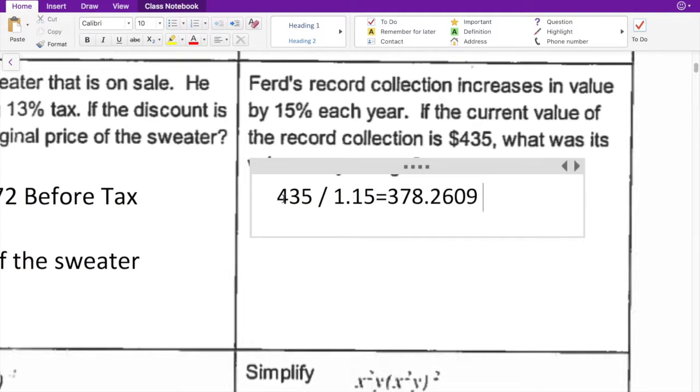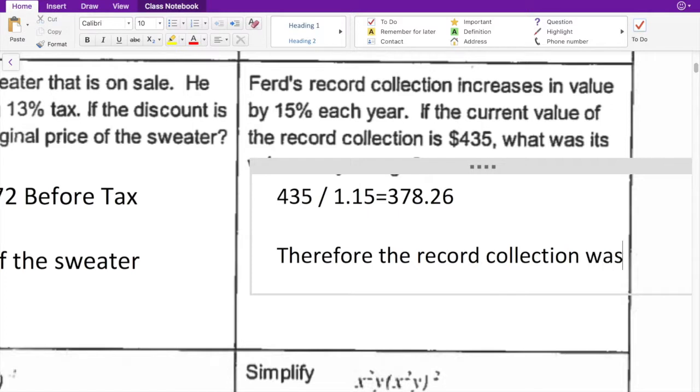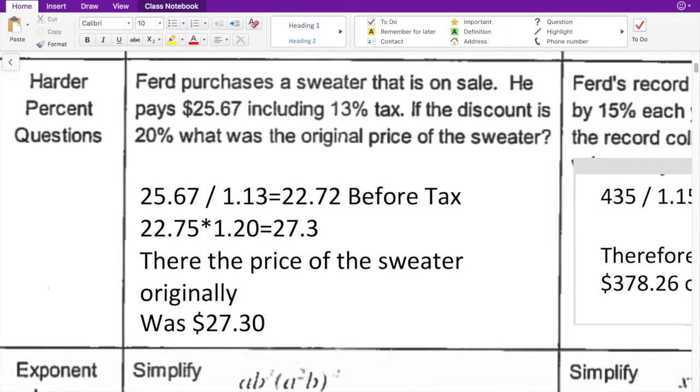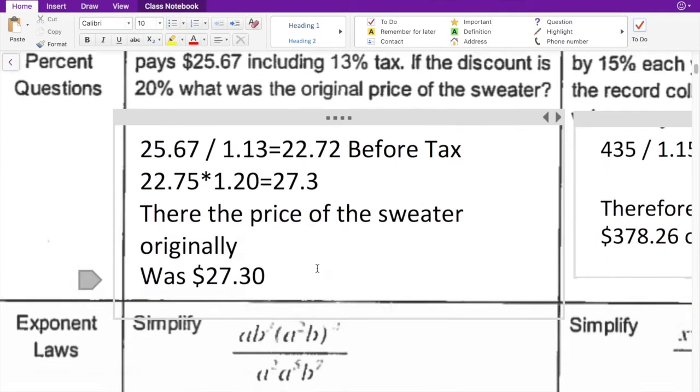and that is going to equal 378.26. Right? So then, to get full communication marks, we write, therefore, the record collection was worth 378.26 one year ago. All right, back down here. So that's an example of percent questions.